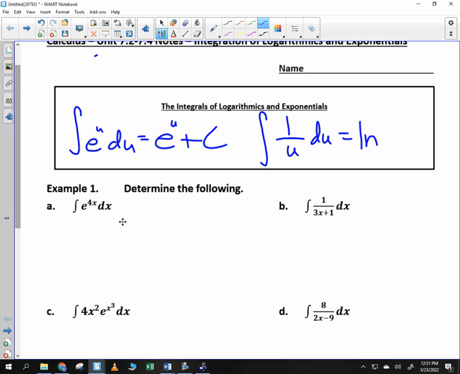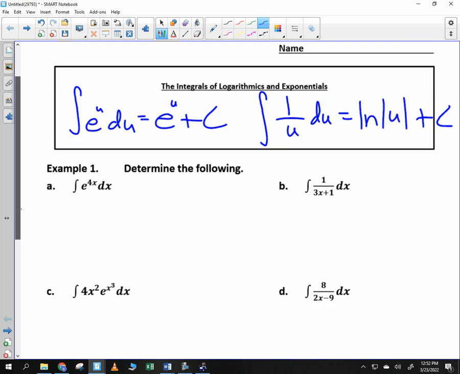Now, here's the tricky thing. You can't take the natural log of 0, and you can't take the natural log of a negative. So it's the natural log of the absolute value of u. You have to make sure that u is positive. So it's natural log of the absolute value of u plus c. I could give a little more in-depth analysis on that, but I don't think it would matter a whole lot, so we'll just leave it. You okay with the absolute value piece? Good. So let's give this a shot.